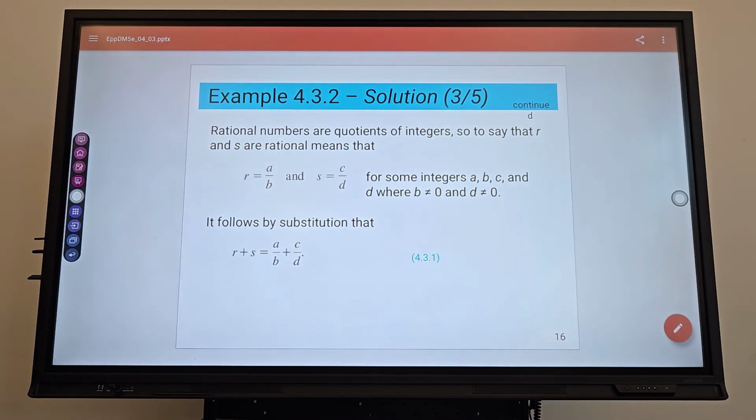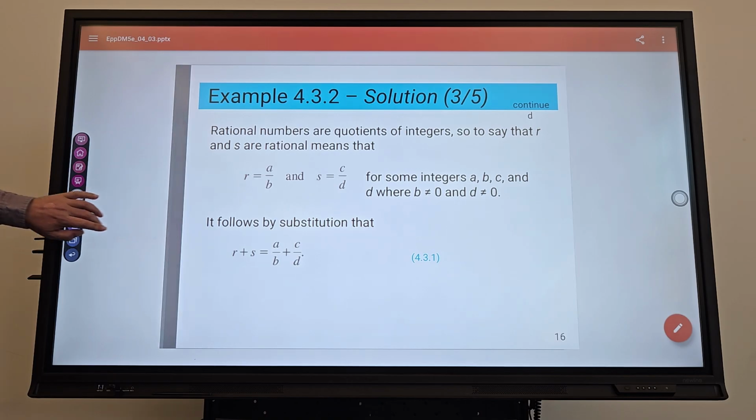Rational numbers are quotients of integers, so to say that R and S are rational means that R equals A over B and S equals C over D, for some integers A, B, C, and D, where B and D are not equal to 0. It follows by substitution that A over B plus C over D equals R plus S.